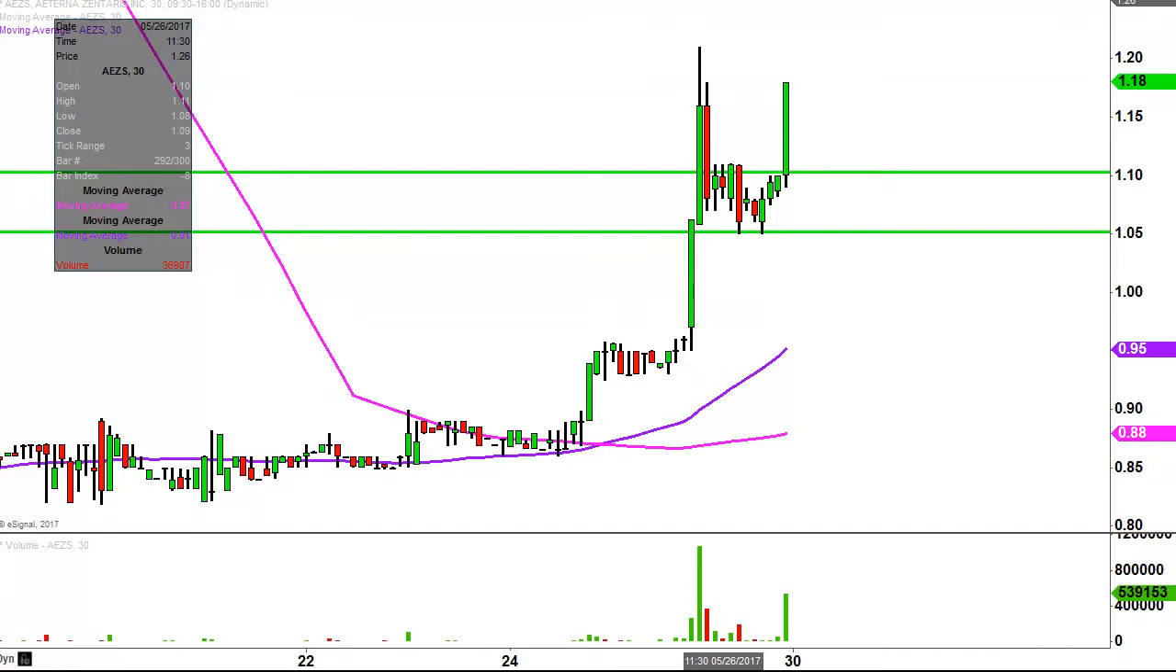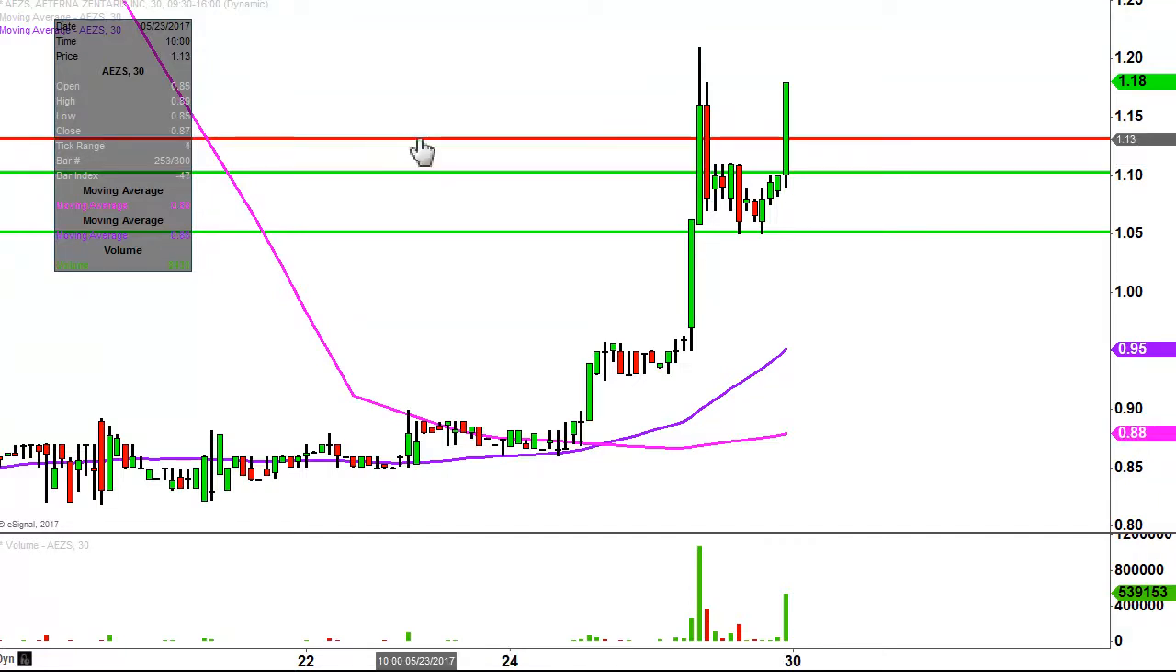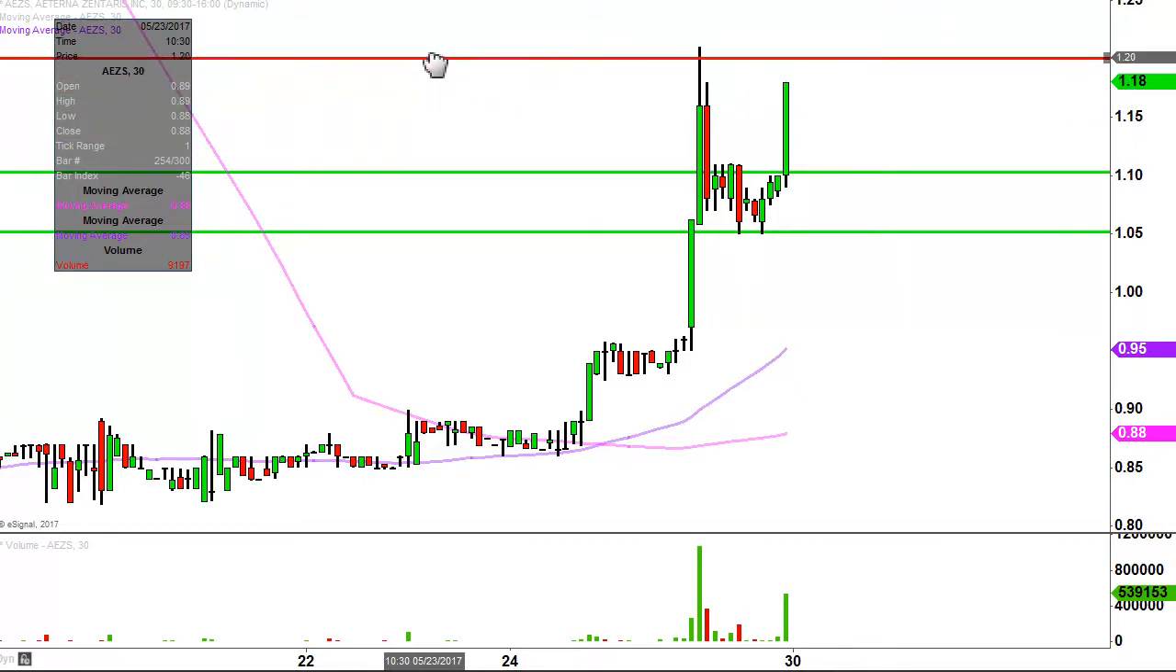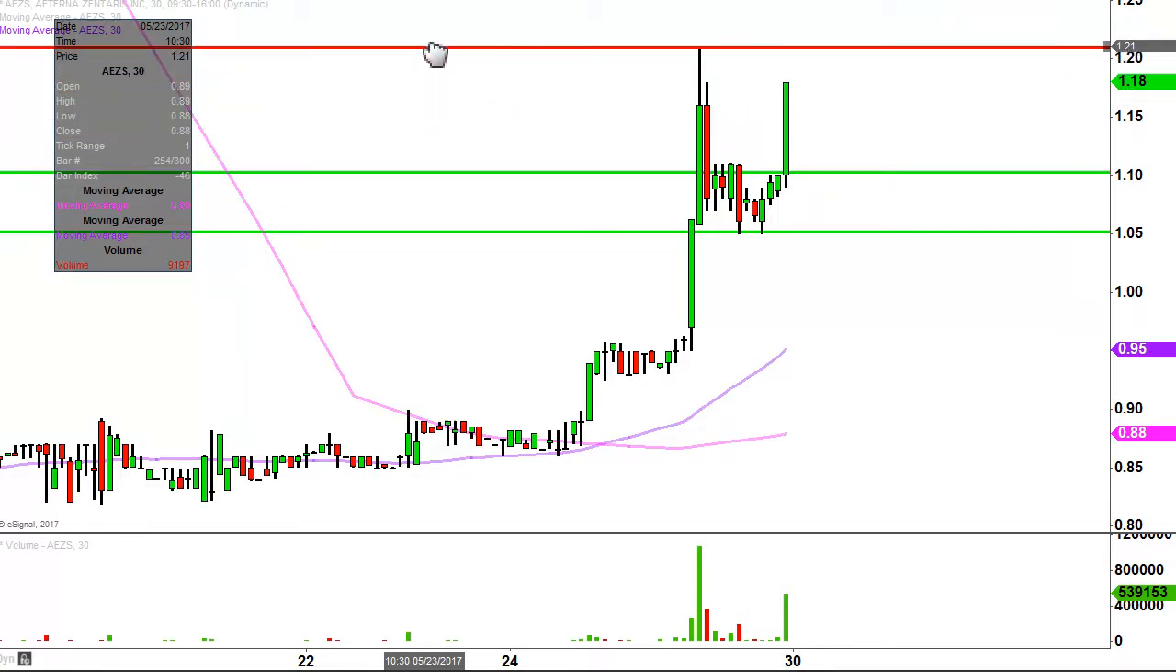What about areas of resistance? Pretty straightforward at this point in time. The sellers stepped in today and kind of rained on the party right up there around the $1.20 mark. So $1.20, public enemy number one going into next week. But no doubt about it, very nice day today. Nice way to close out the week. So we'll see if the bulls can build upon this momentum next week.